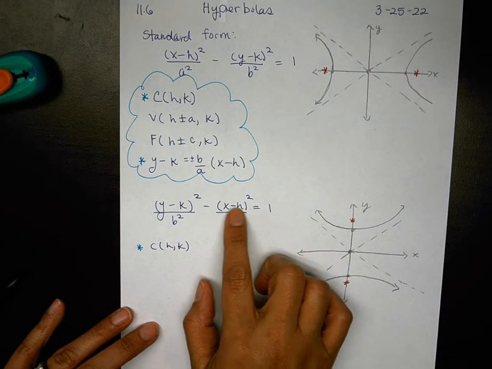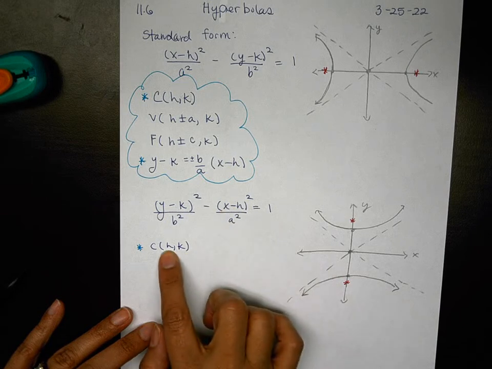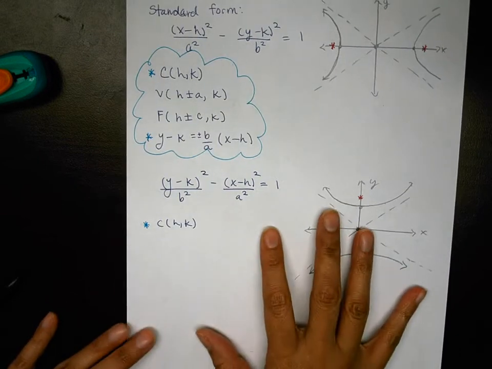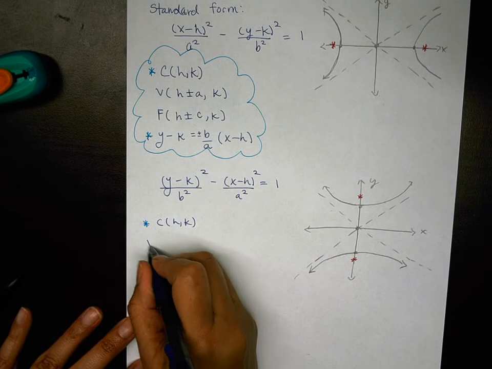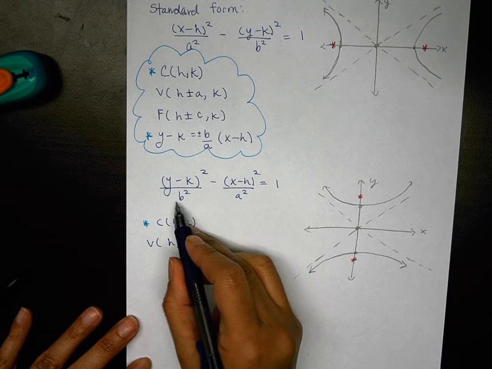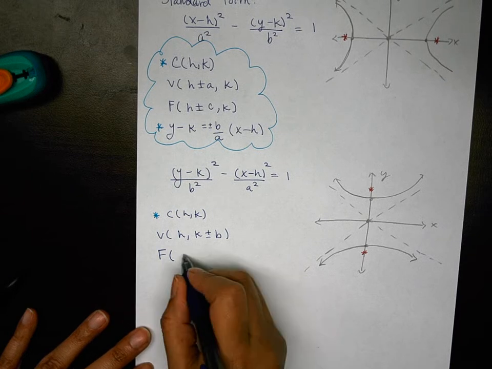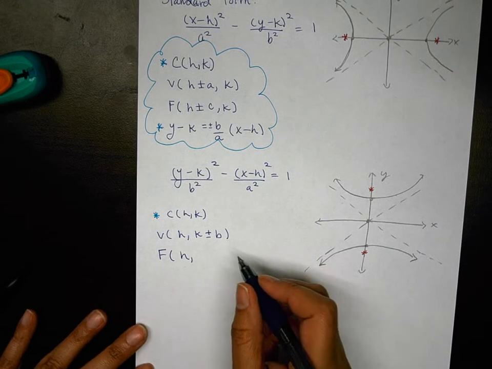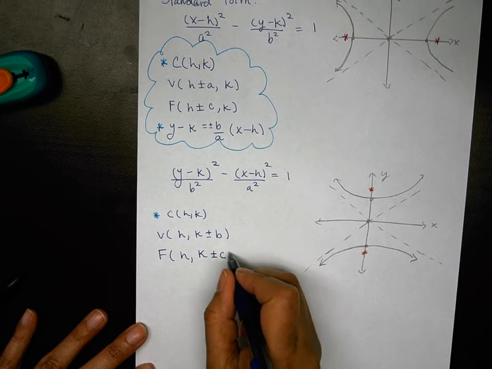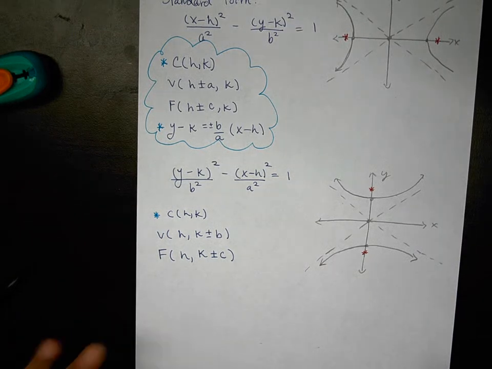Just notice that h is hanging out with x and it goes in the x spot. K is hanging out with y and it goes in the y spot. So x with x, y with y. All right, the vertex is h comma k plus or minus b, coming from the b spot. Foci is h comma k plus or minus c, c coming from the focal length, which I haven't given you that formula yet.